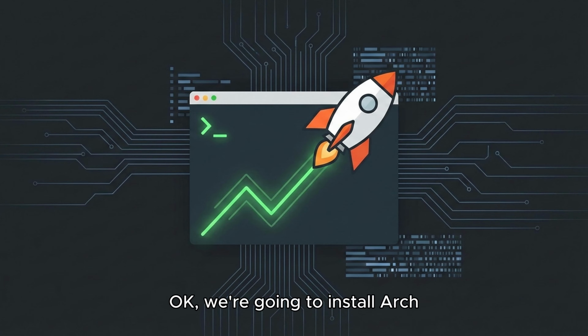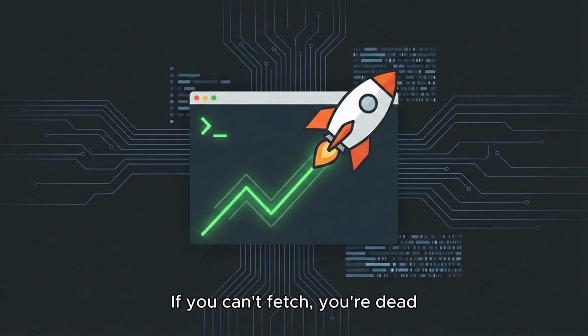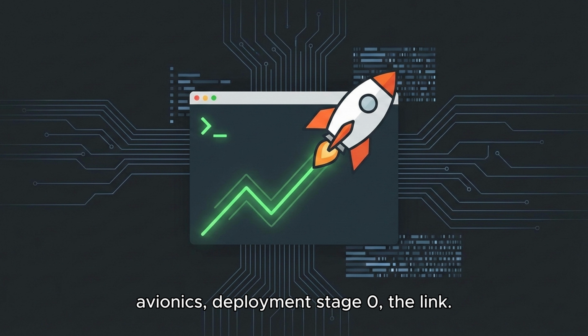Okay, we're going to install Arch Linux like we build rockets. From first principles, not vibes, not folklore, just a sequence of constraints and solutions. First principle: a computer is hardware plus software plus the ability to fetch more software. If you can't fetch, you're dead in the water. So the chain is link, engine, substrate, payload, avionics, deployment.